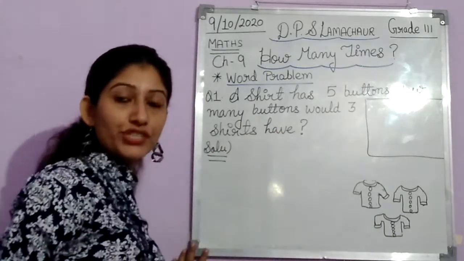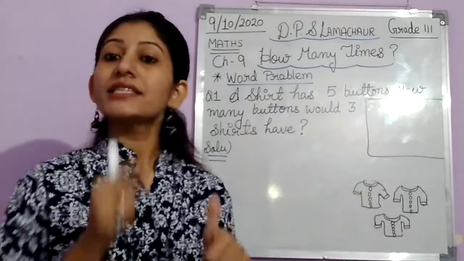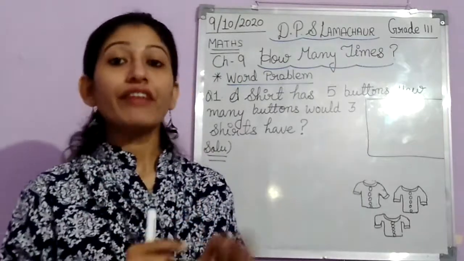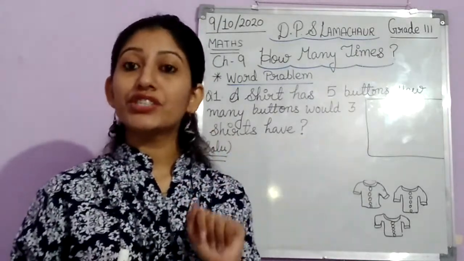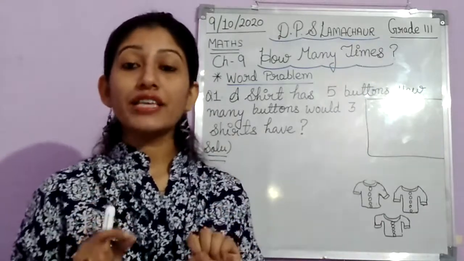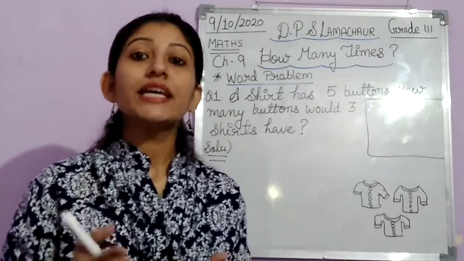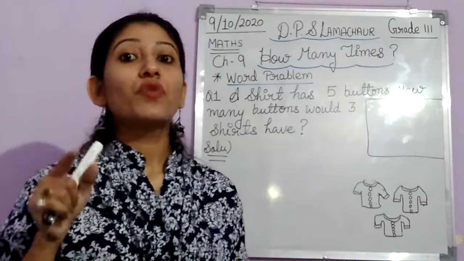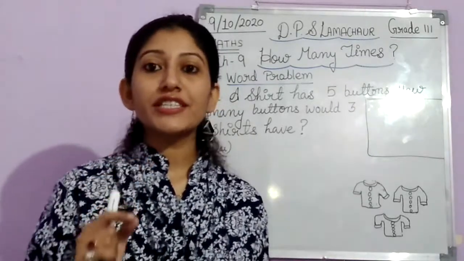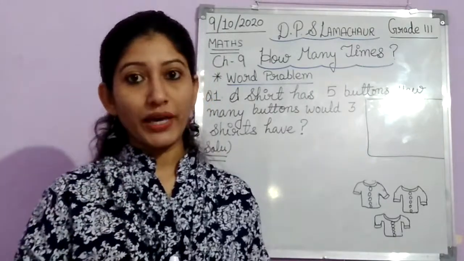अब ये हमसे पूछ रहा है कि हमारे पास एक शर्ट है जिसके 5 buttons हैं. We have one shirt which is having 5 buttons. So how many buttons would 3 shirts have? तो 3 shirts के पास कितने बटन होंगे?